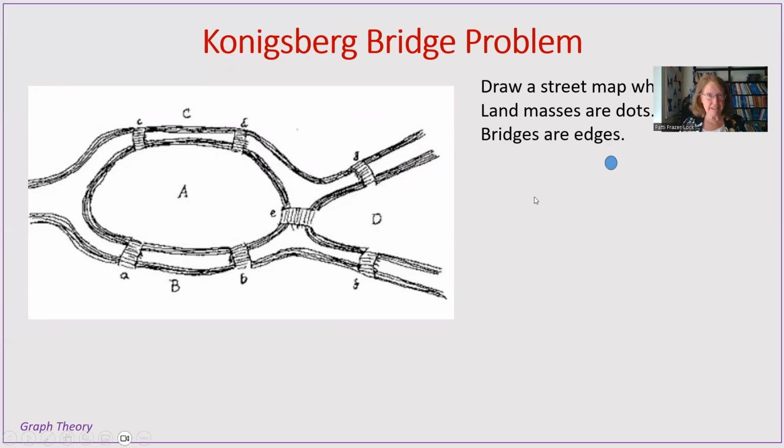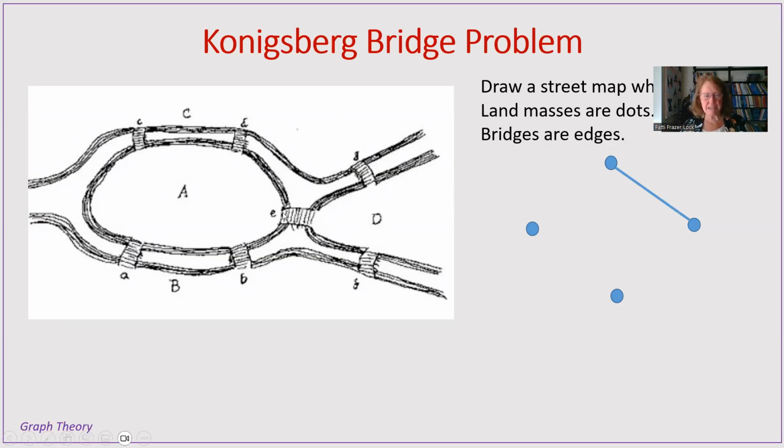So let's make the dots. Here's a dot for the top side of the river up here. Here is a dot for the island that's labeled A. Over here is a dot for this landmass D, and here's the bottom side of the river. So only four dots. Let's put this bridge on, all right? It goes from the top of the river to this landmass D. It's an edge right there.